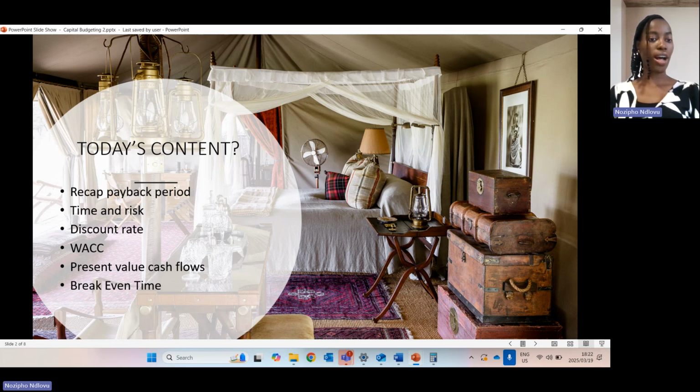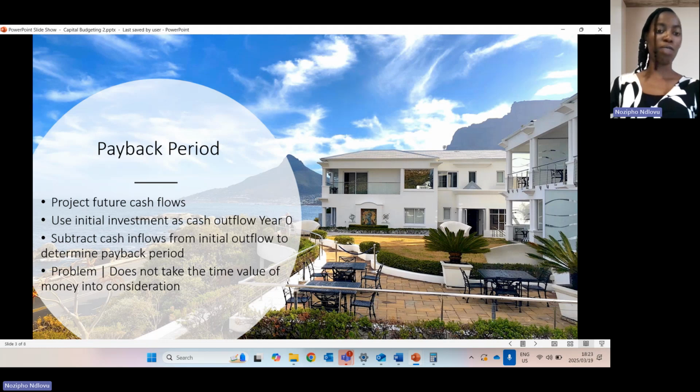So you have time and risk, which we also looked at when we were looking at the payback period. We need to factor in certain things such as time and risk, and that is why we need to know whether our investment will materialize or not. We use the payback period so that we can project future cash flows, but it does not mean that they will be accurate. It's just a little bit of what you need to expect.